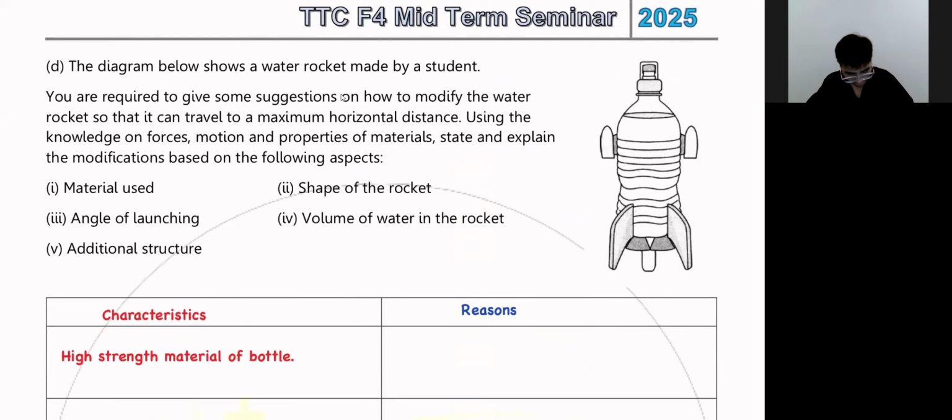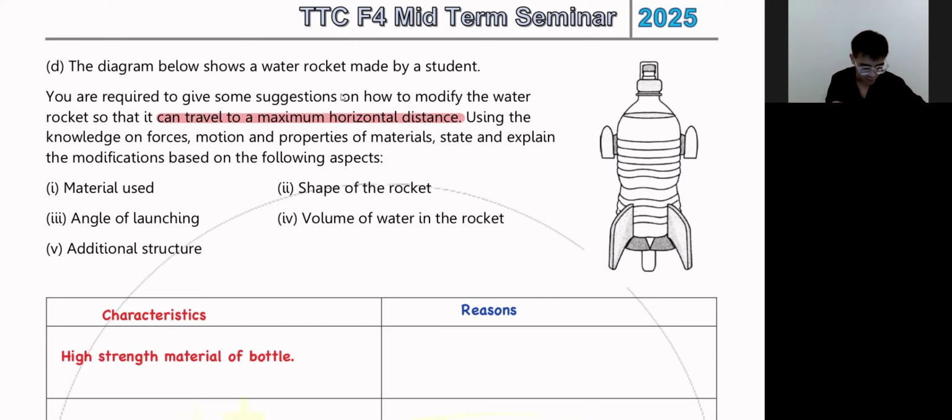It's at the second paragraph. If you read the question, it says that you are required to give some suggestions on how to modify the water rocket so that it can travel for maximum horizontal distance. So your objective here is to make this water rocket travel the furthest horizontal distance. Horizontal means the left to right distance. The up and down distance is called vertical distance. So now we don't want the rocket to travel vertically up. We only want the rocket to travel maximum horizontal distance.